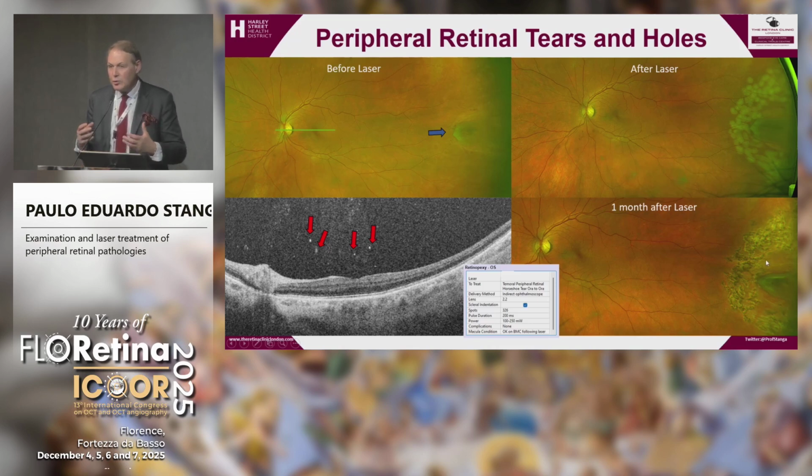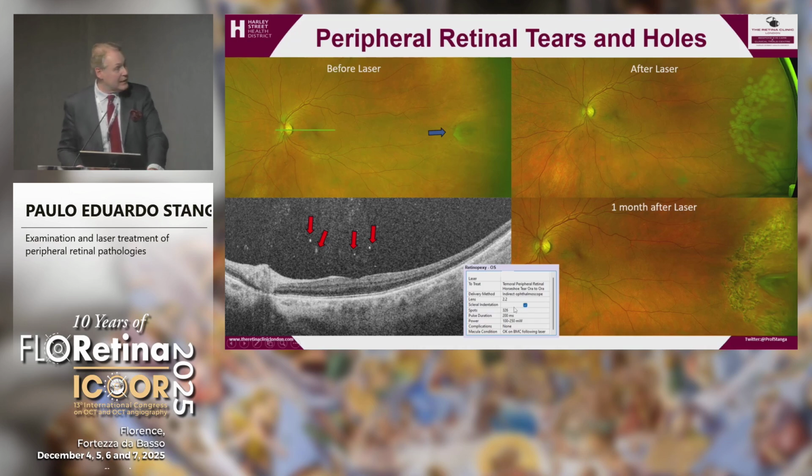You don't want too confluent laser. You don't want laser that's too white. Remember that you apply the laser spots, and an hour later the laser spots will appear even whiter because inflammation sets in. So if you already start with a very white spot, you are going to end up perhaps cutting the retina rather than welding the retina.